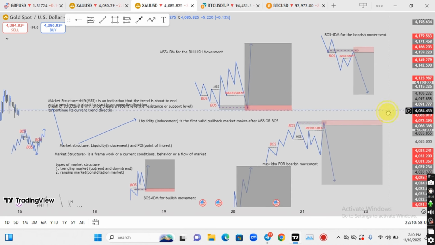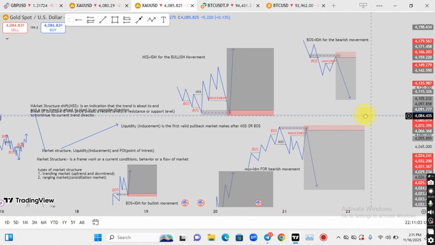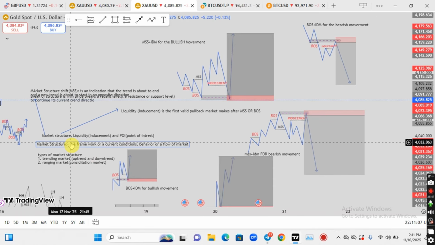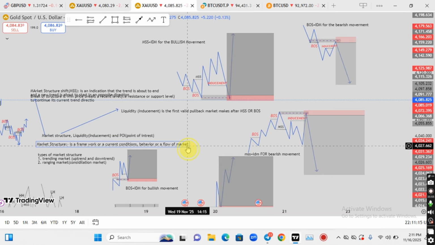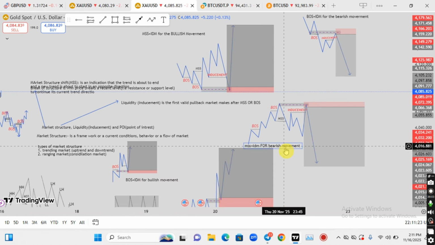Understand, right? So now we'll go to the next part of what I look out for before I take any trade. I've explained the market structure shifts, the market structure part. I've explained the liquidity part, which is also the inducement. Now let's focus on the point of interest. We have two types of point of interest that I look out for. We have the order block and we have the breaker block. So that's what we'll be talking about next.